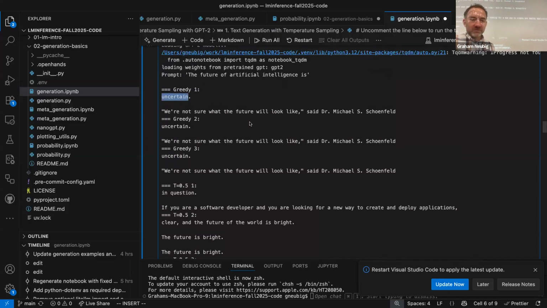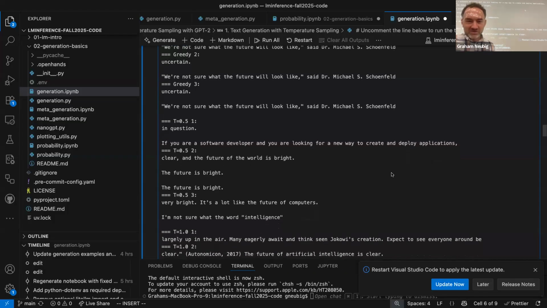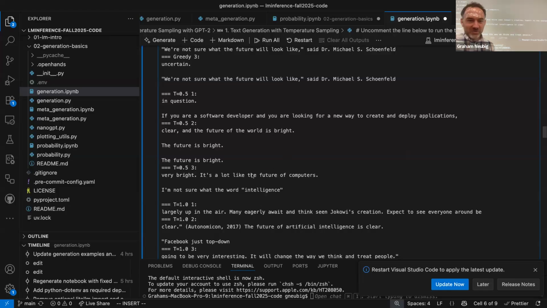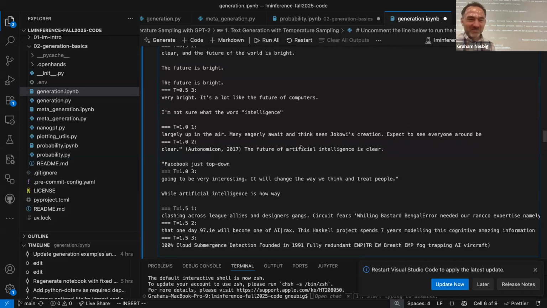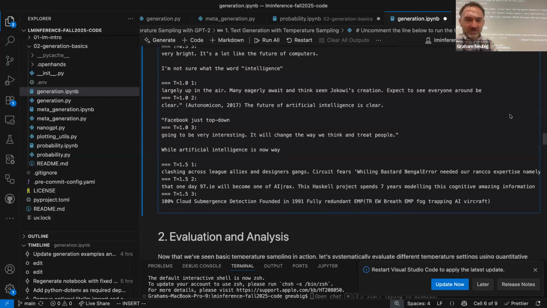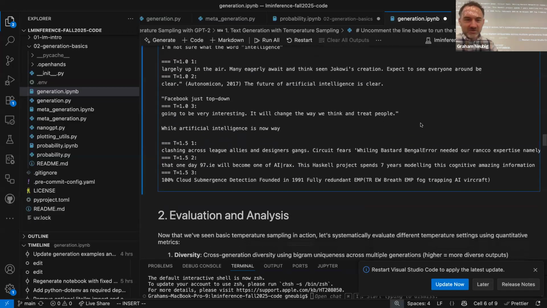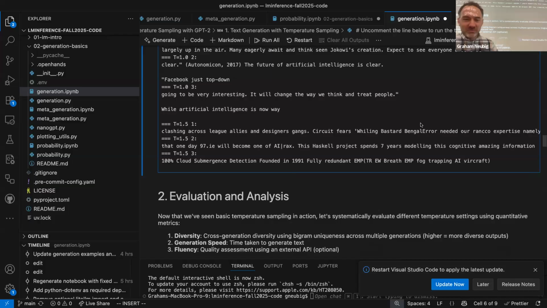So the future of artificial intelligence is in question if you're a software developer and you are looking for a new way to create and deploy applications. Clear, and the future of the world is bright. The future is bright. The future is bright. Very bright. It's a lot like the future of computers. I'm not sure what the word intelligence. And then for one, you have like largely up in the air, many eagerly await and think, seen Jokawi's creation. They expect to see everyone around be clear. Automaton 2017, the future of artificial intelligence is clear. Facebook just topped out. Going to be very interesting. It will change the way we think and treat people.